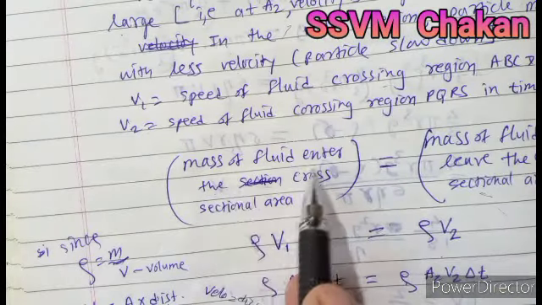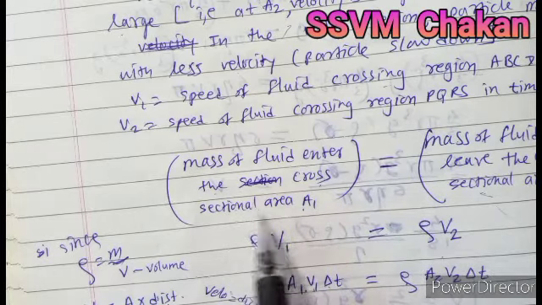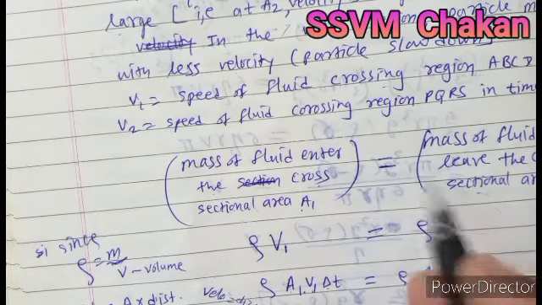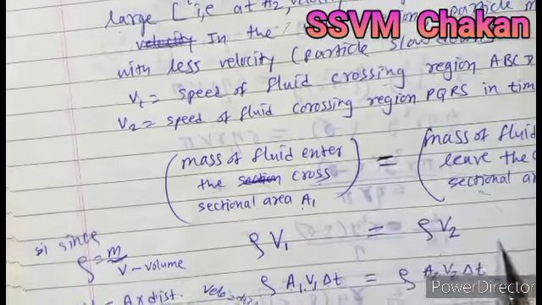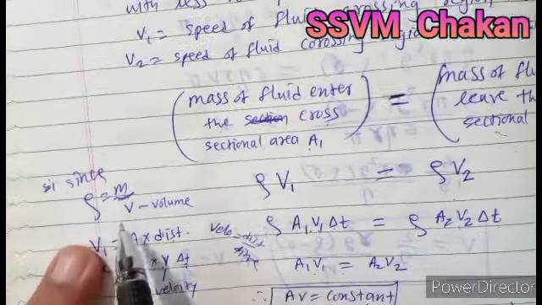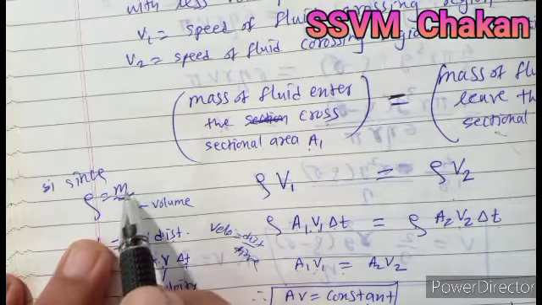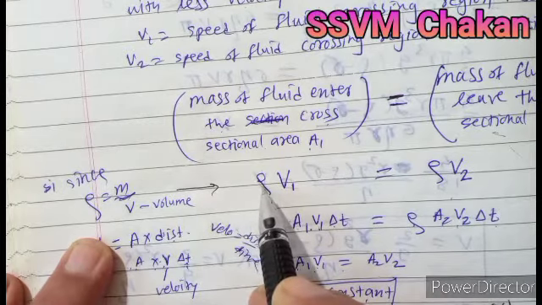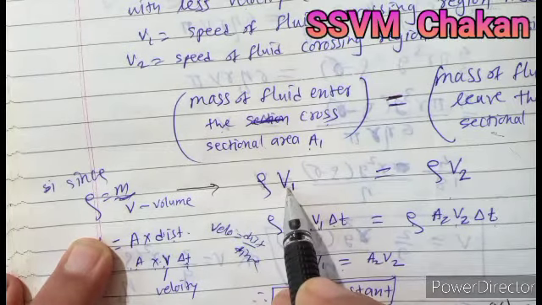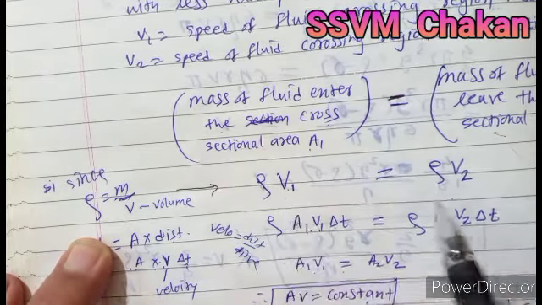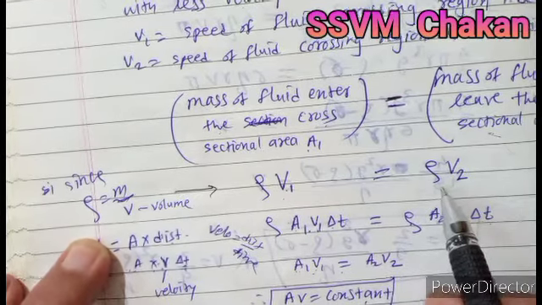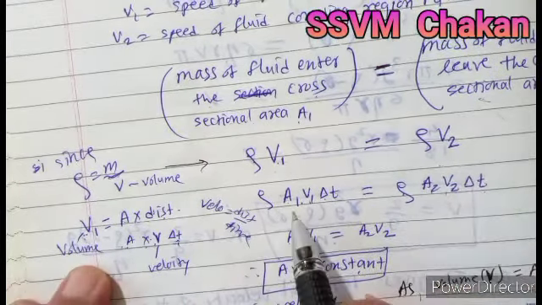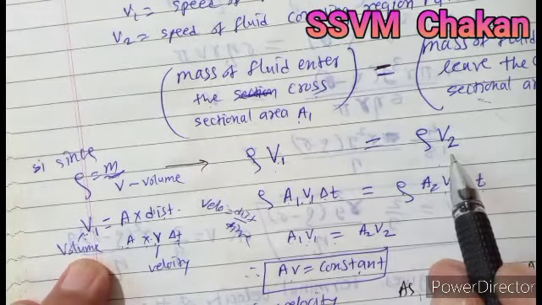Therefore, the mass of fluid entering the cross-sectional area A1 is equal to the mass of fluid leaving the cross-sectional area A2. We use the formula of density, which is mass upon volume. From that, mass is nothing but density into volume. Here the volume is different, so rho into V1 is equal to rho into V2, where V1 is a volume and V2 is a volume.